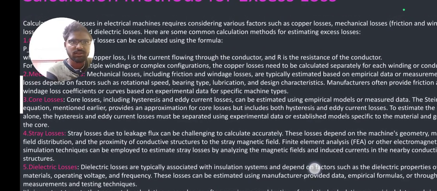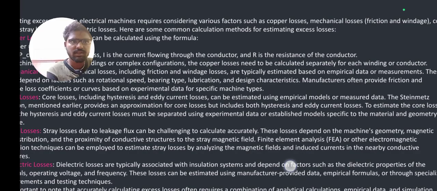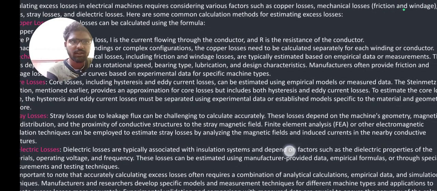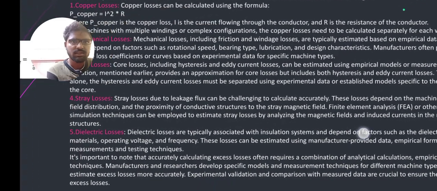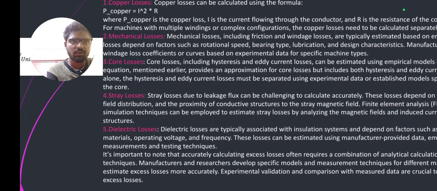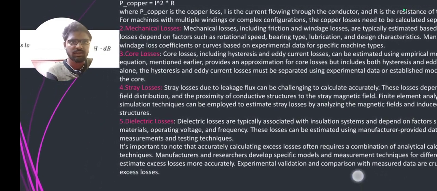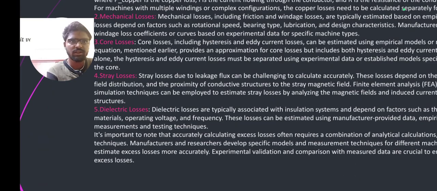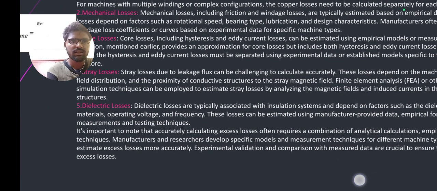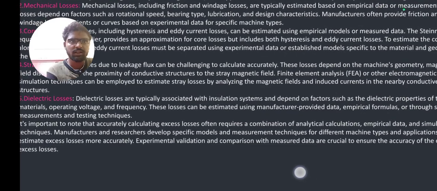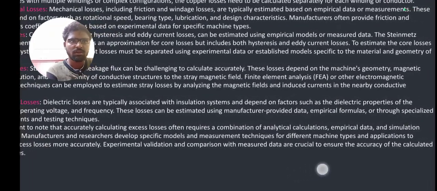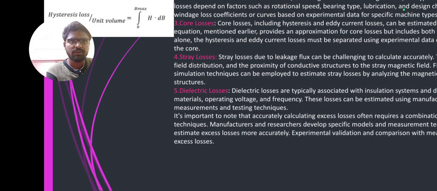windage losses, which are typically estimated based on empirical measurements. These losses depend on factors such as rotational speed, bearing type, etc. Core losses include hysteresis and eddy current losses, which were discussed earlier. Stray losses are due to leakage of flux and are challenging to calculate accurately. These losses depend on machine geometry and field distribution.